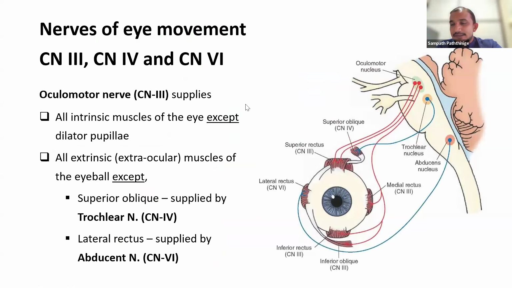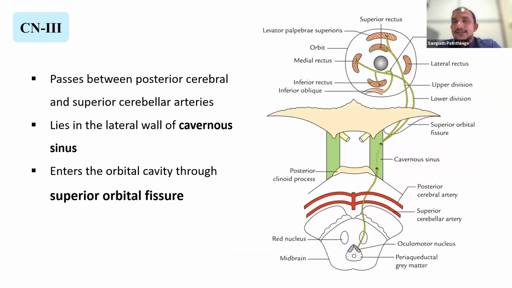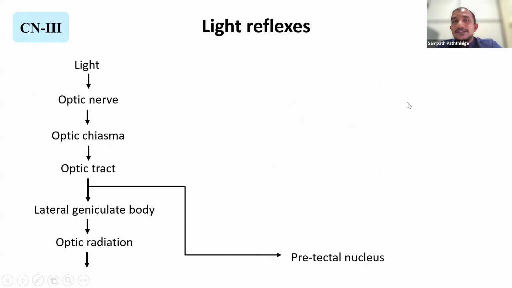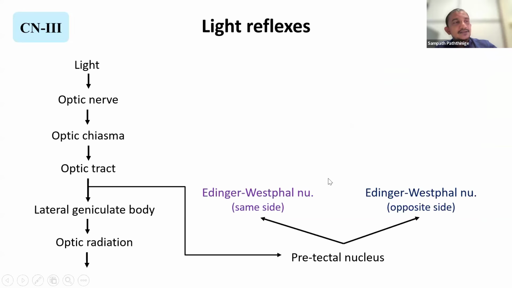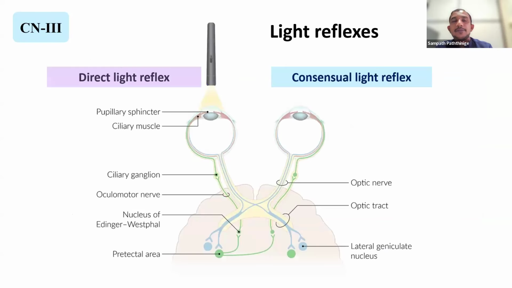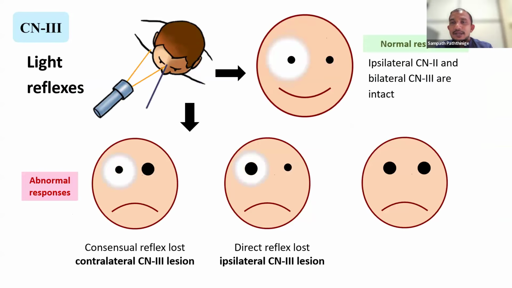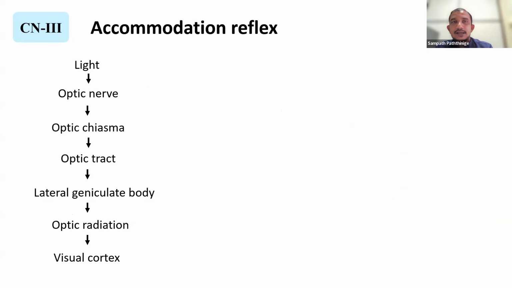The eye movements are done by 3 nerves, the third, fourth, and sixth, the oculomotor nerve and so on. All that information is there. I saw there had been questions about the light reflex, the direct and consensual reflexes, and how it is affected. So all this information is there, so you can have a look at it. I'll share it. Accommodation reflex.